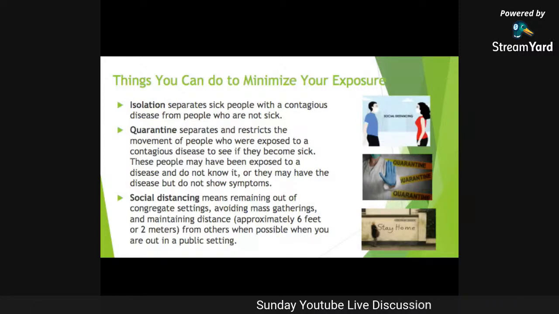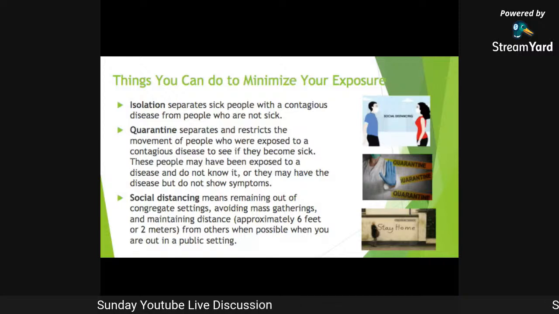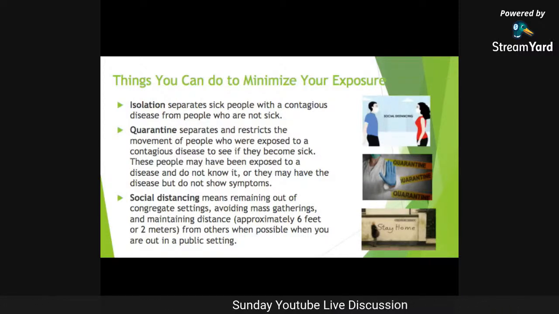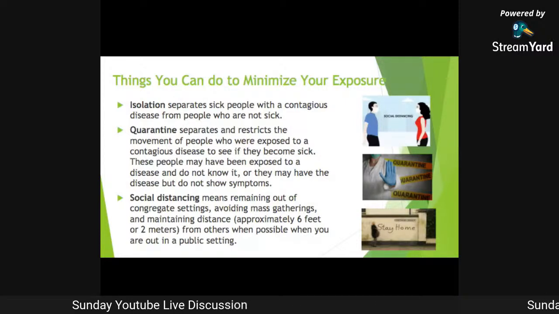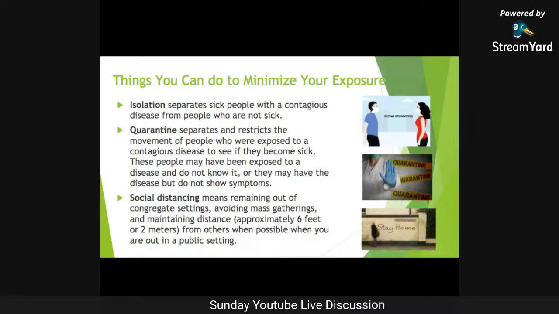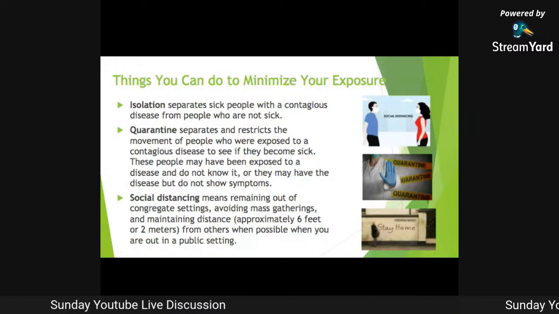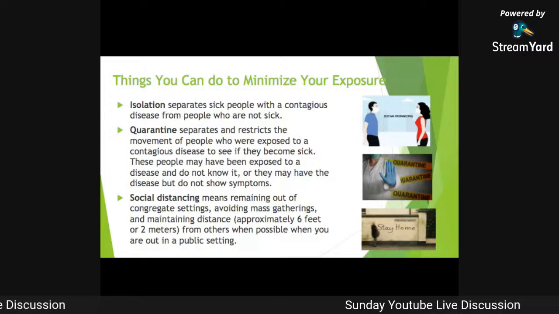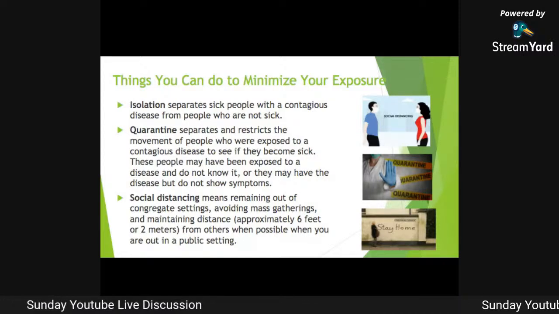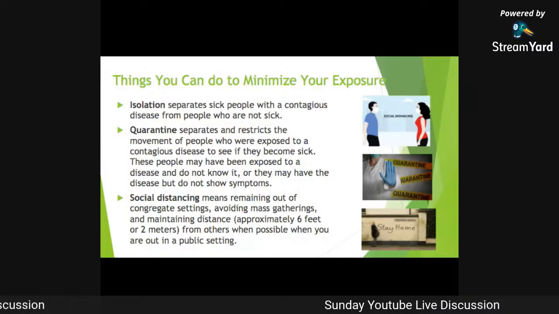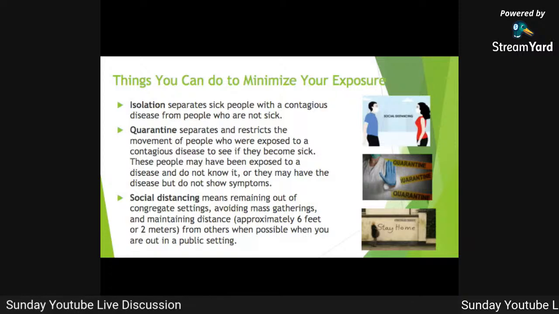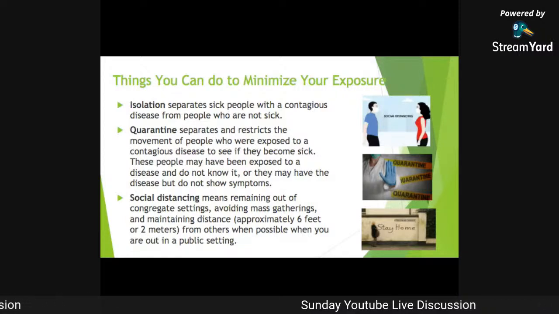So isolation separates sick people with a contagious disease from people who are not sick. So when they're telling you to isolate at home, they're telling you to stay at home. Number one, if you're not sick, we don't want you out with people that may be sick, because what will happen is you all will end up sick. Now, if you're sick, you need to stay home so you're not infecting other people, and you need to stay isolated for at least 21 days to make sure that you do not become symptomatic.